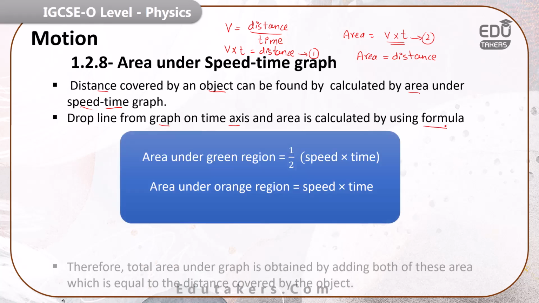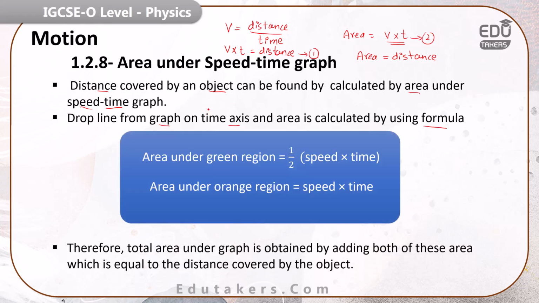Drop a line from the graph onto the time axis and the area is calculated by using the formula. Here the area under the green region is basically a triangle. Its area would be 1/2 base times height. The base is time and the height is speed. That's why it is 1/2 speed times time.